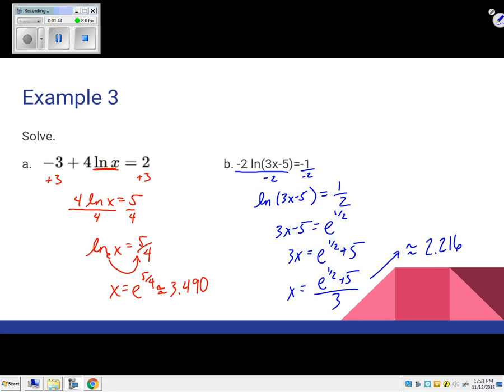2.216 is what I got on that. Be careful. I went ahead and sent this e over. The only thing I had right here was the natural log of something. So I'm ready to send the e over and bump up to 1/2. And then notice I didn't put anything in my calculator until I got all the way down here to the end. So I have my exact answer, and I have my 3 decimal approximation.